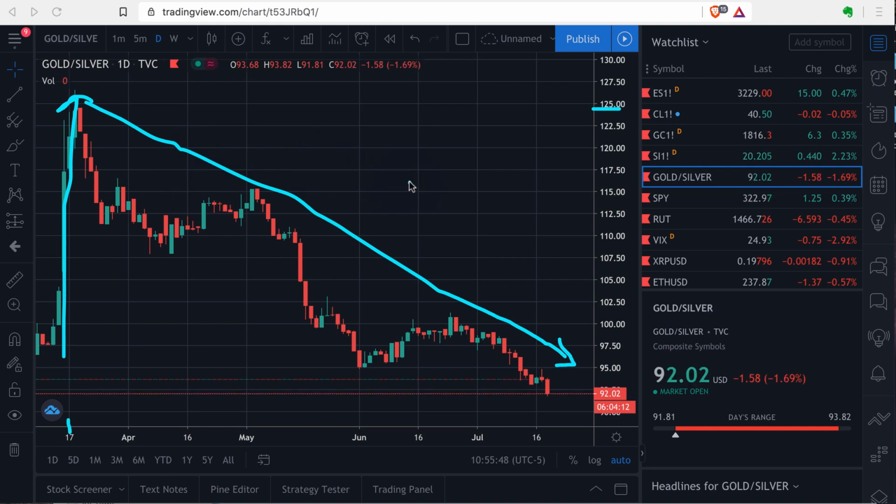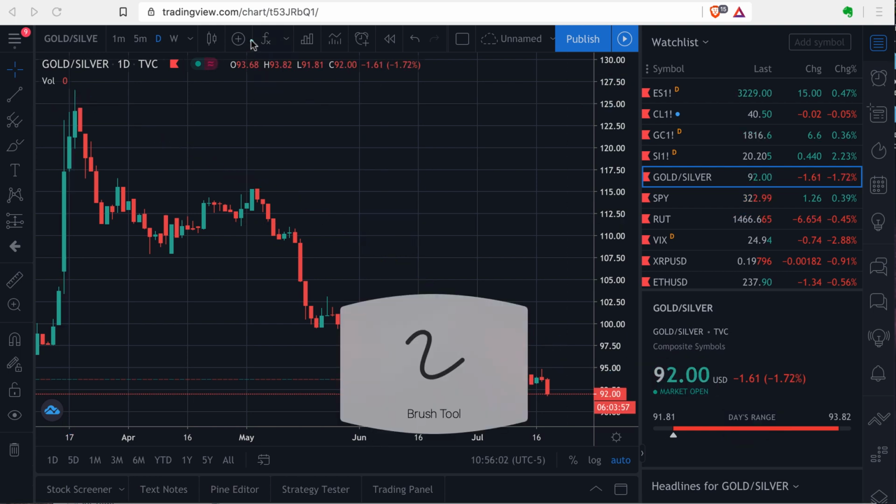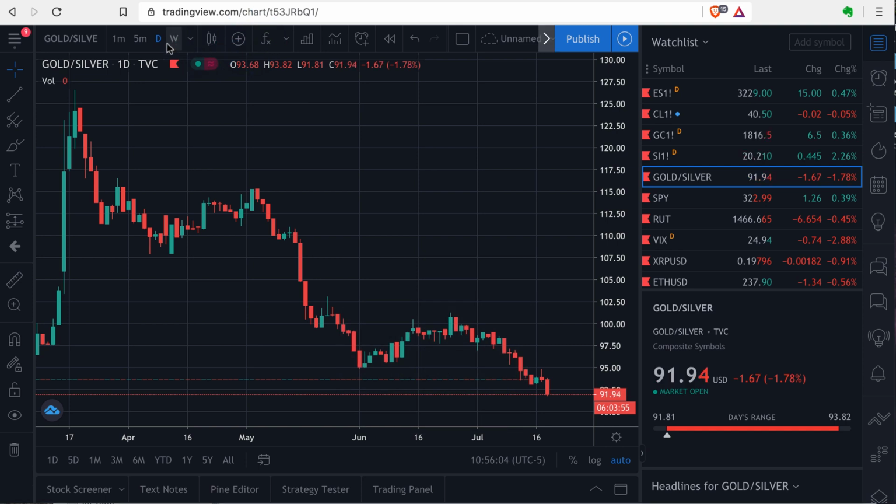So the natural ratio for silver and gold is not at these levels. It's not even at this level. This level is way too high historically for the gold and silver ratio. To give you perspective on what I just said, let's have a look at a broader time axis for the silver and gold ratio.